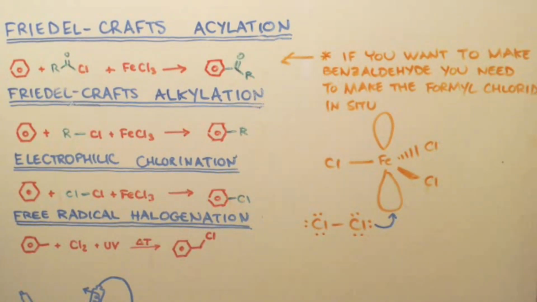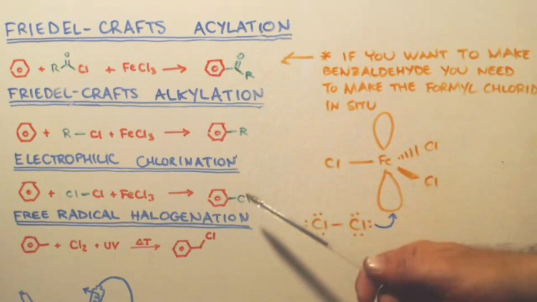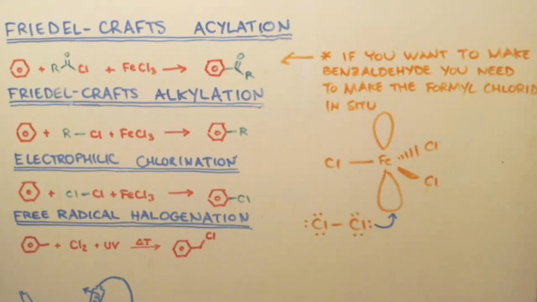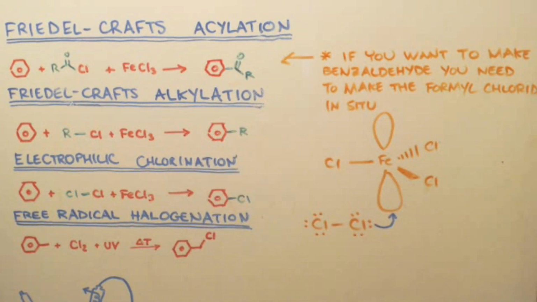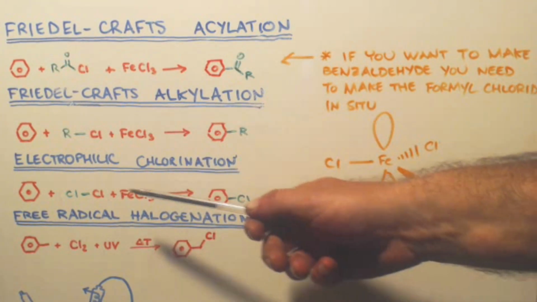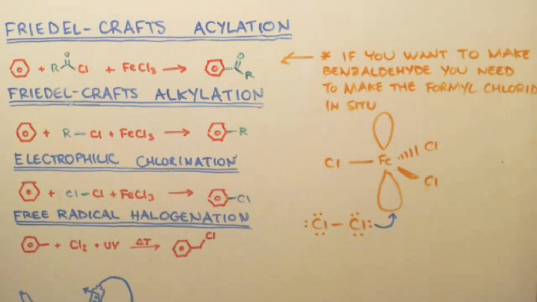Before I go into how to make benzyl chloride, I want to go over these three real quick. These three reactions are so similar that it's unreal: Friedel-Crafts acylation, alkylation, and electrophilic halogenation. I put chlorination because I use chlorine as my halogen.